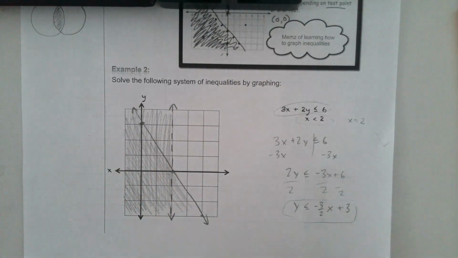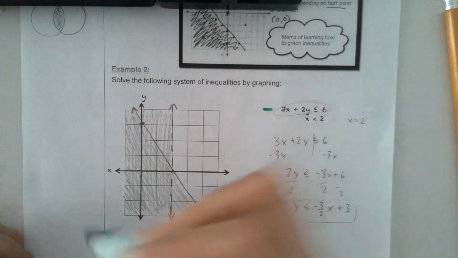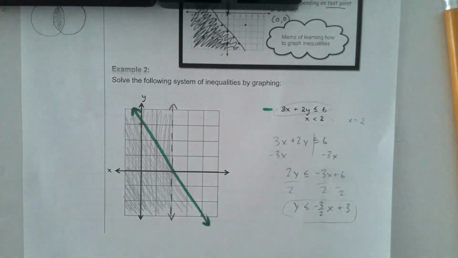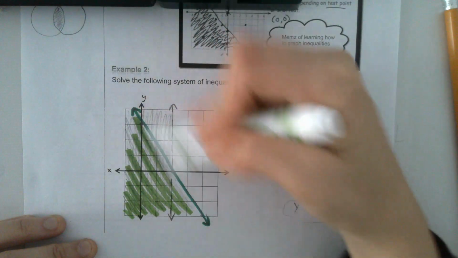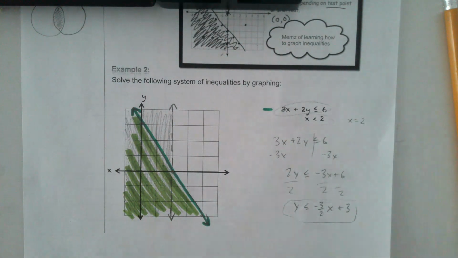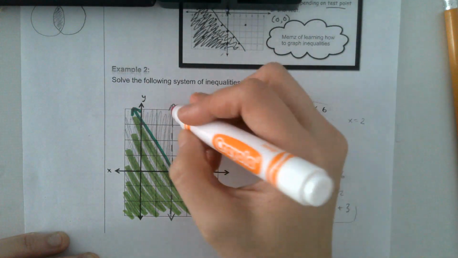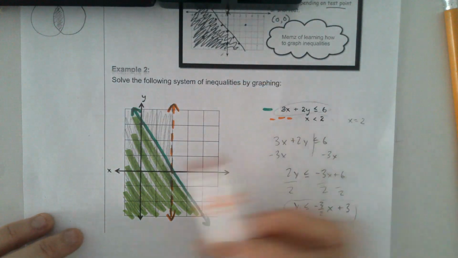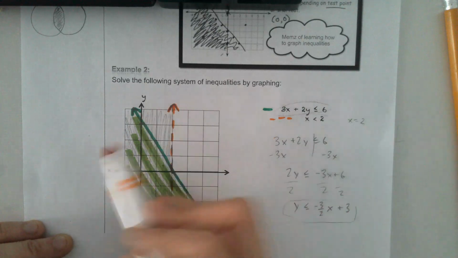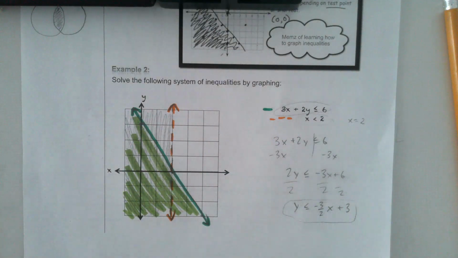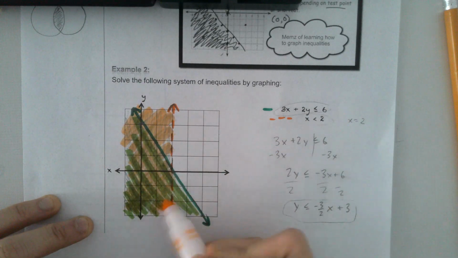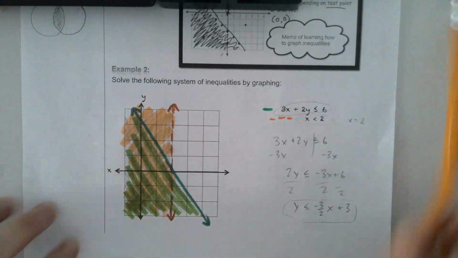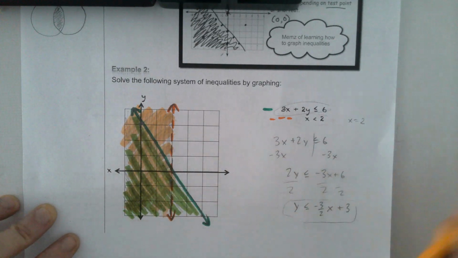So with colors, it's more fun. I'm going to make this one green. It's solid. And then you just shade it. Then I'm going to make this one orange. It's dotted. And then you can shade it. You could shade the whole thing, or you could just know that you're only shading the common part. If I shaded the whole thing, it would be like this, and then you could see where it overlaps. But if it starts to get too much, you can just shade where you know the answer is going to be. So the answer set is right here where the colors overlap.